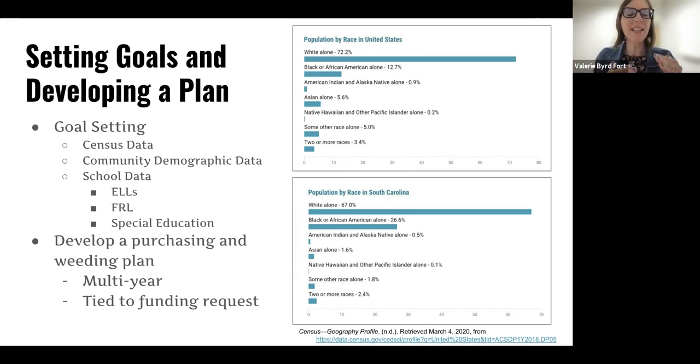So this has goal setting, census data. So maybe you want to look at your community and see where your holes are in terms of what your community looks like and what your collection looks like. Look at your school data. It's really like, what is your goal? What is your purpose? What is it that you're looking for? So that goal setting part is really going to be individual to you.